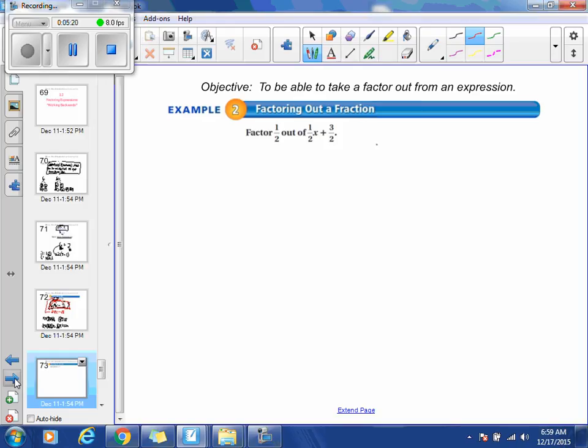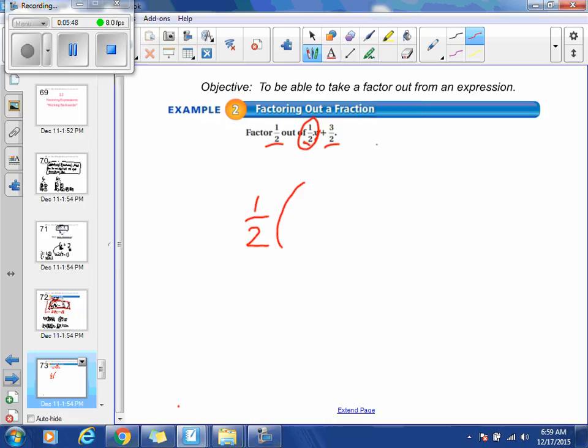Okay, factoring out a fraction. The nice thing about this chapter in the book is that when you have to take out a fraction, they're always going to tell you what it is. So you don't have to say, okay, we have 1/2 and 3/2. What are their common factors? Don't have to do that because that's really tough with fractions. So instead, they're going to say, hey, the thing you take out is 1/2. So if we were to factor out 1/2, what would we have left?